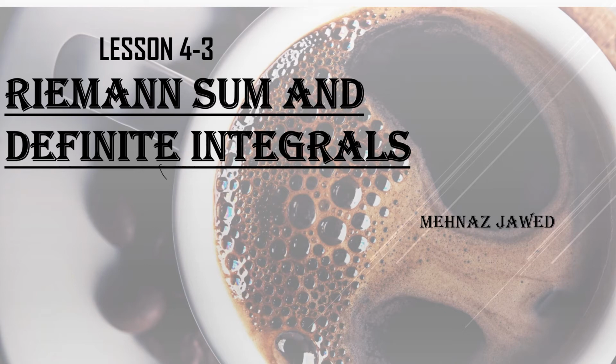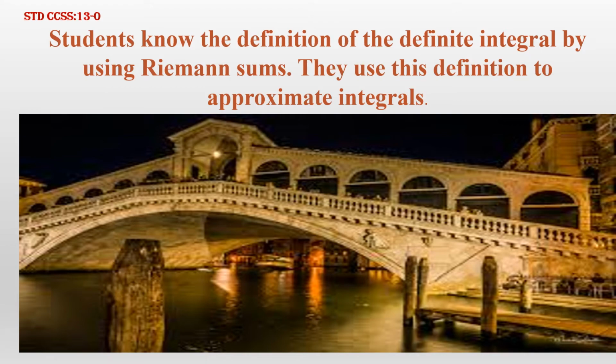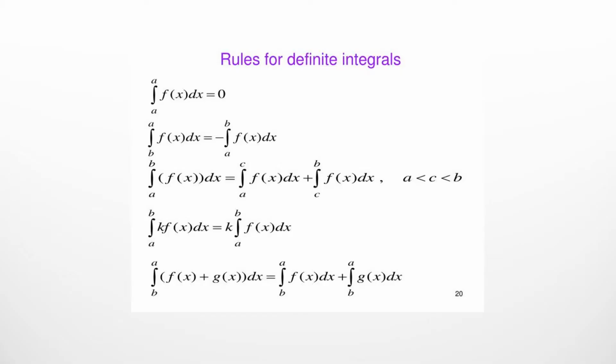How can we apply the properties of definite integrals in order to evaluate definite integrals? The first property is the integral from a to a, which means the lower and upper limits are the same, of f of x dx. Then the answer is 0.